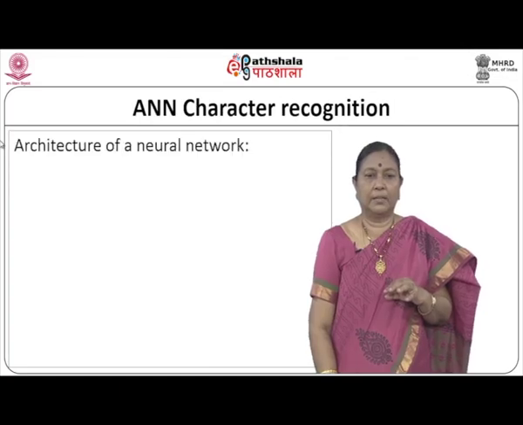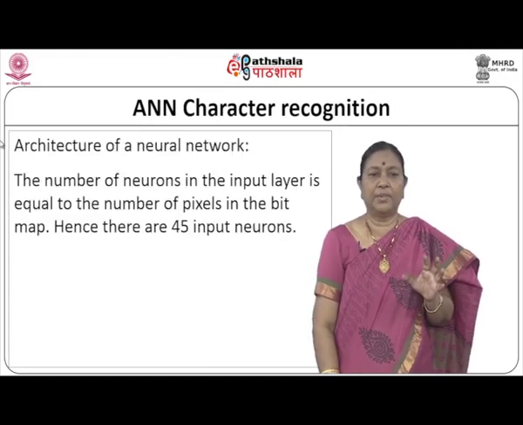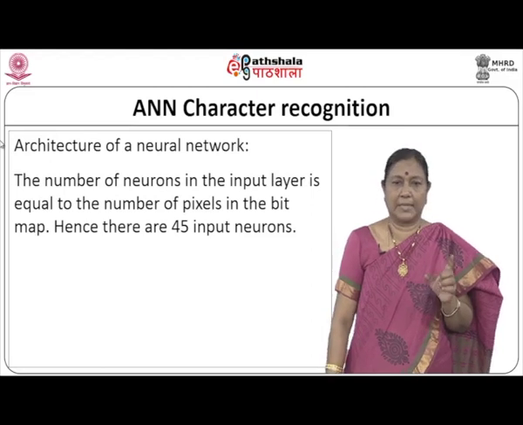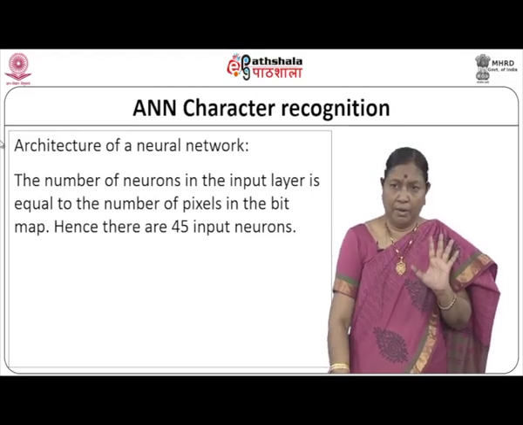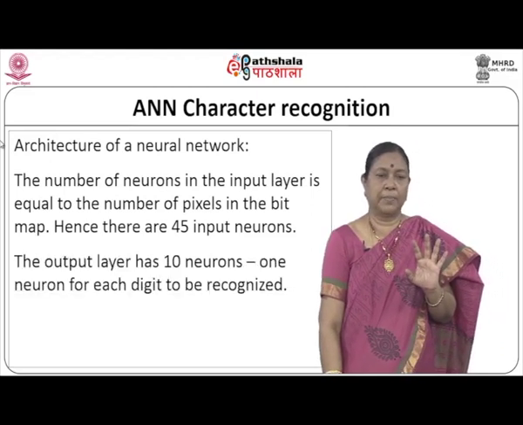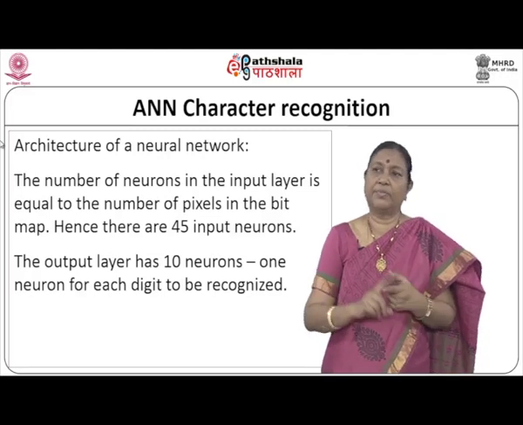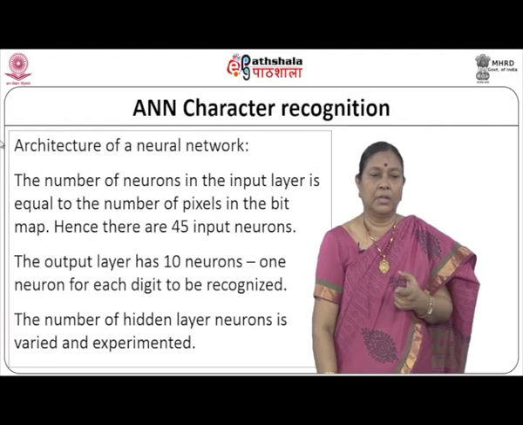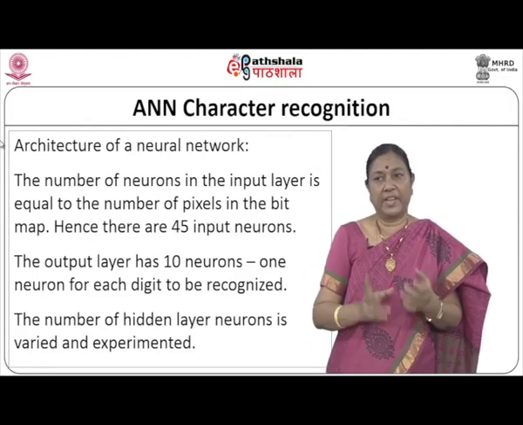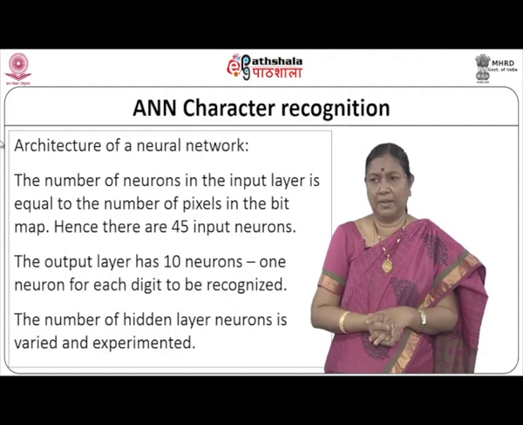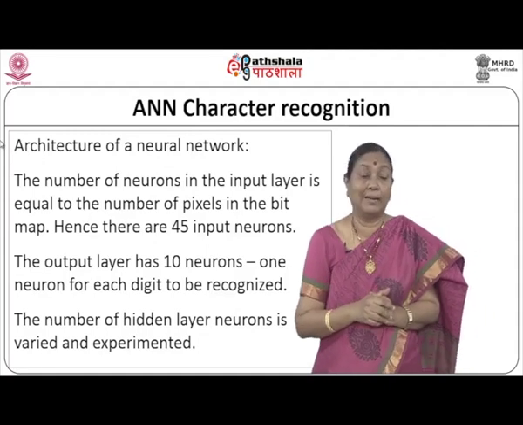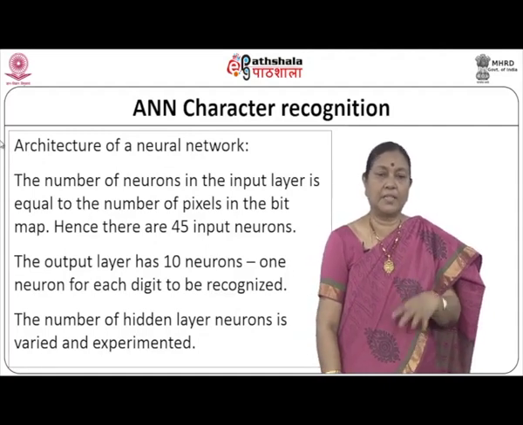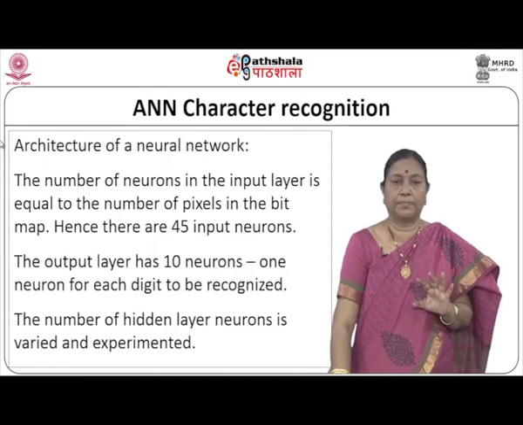And what do you do here? Architecture: the number of neurons in the input layer is equal to the number of pixels in the bit map. Hence, there are 45 input neurons. The output layer has 10 neurons, one for each of the characters to be recognized. This tells you how to design the neural networks also. The number of hidden neurons is varied. Here also he uses only a single hidden layer. You keep varying it and experimenting till you get the appropriate output.